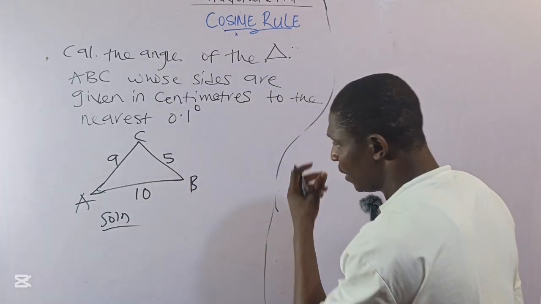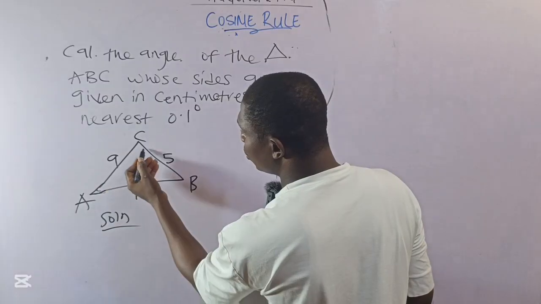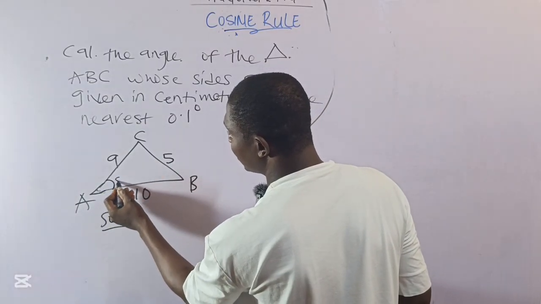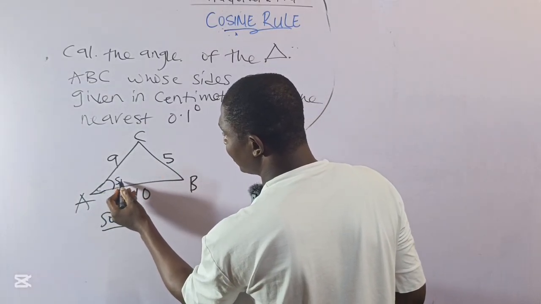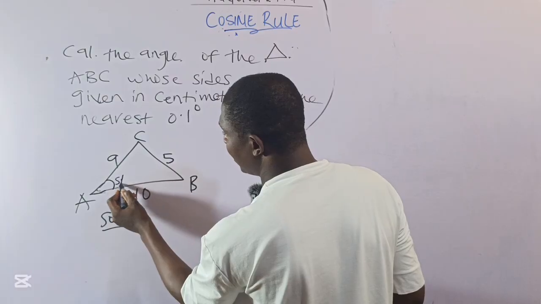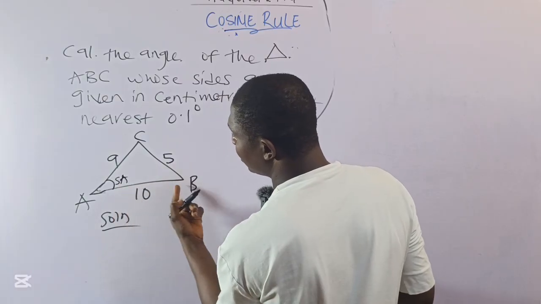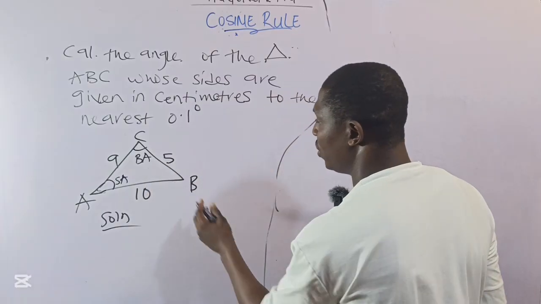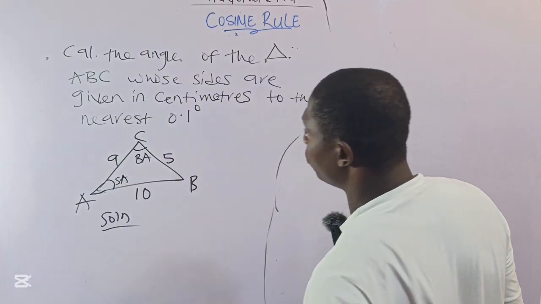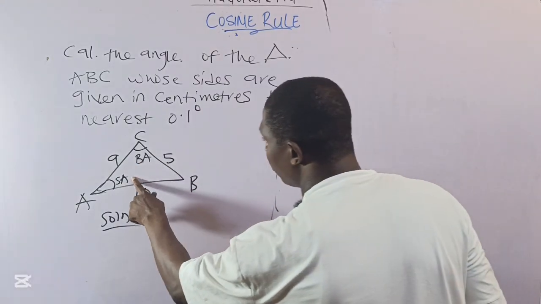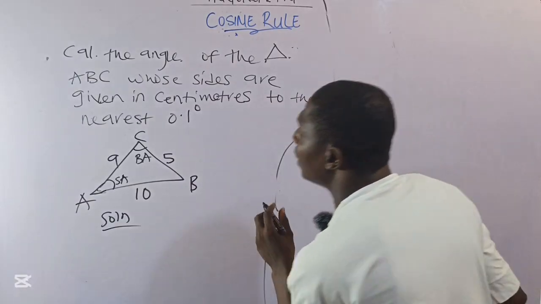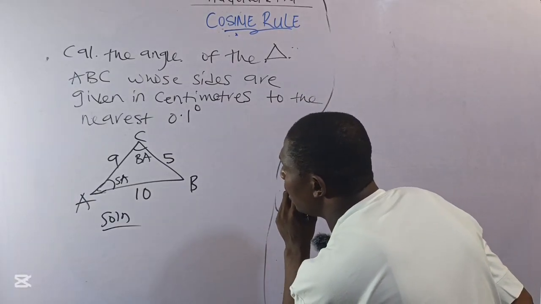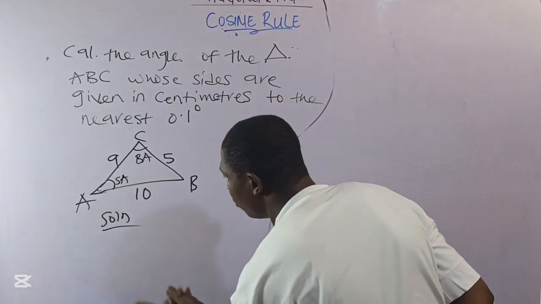So how do we solve? Take note, the angle facing the smallest side is A, so it will be the smallest angle. Let me say XA, meaning smallest angle. And this is the biggest side, so this will be the biggest angle, and this will be the middle angle among the three angles. So our advice is start with the smallest angle, please.